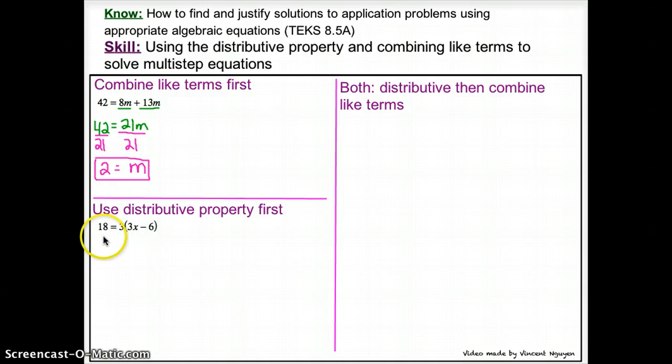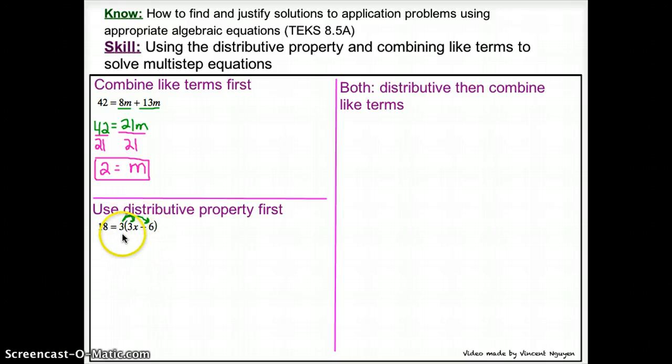So in this example here we have 18 equals 3 times (3x minus 6). As you can see here, when you have a coefficient in front of the parentheses, it is the distributive property. So you're gonna have to distribute the 3 through the equation. Okay, so 3 times 3x, okay, and 3 times negative 6, okay. So if you don't remember the distributive property, I suggest that you review a video. I have a separate video that shows you how to do the distributive property.